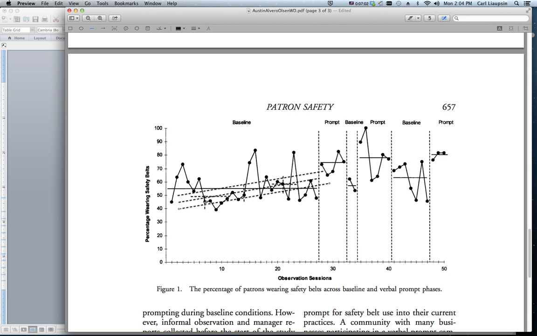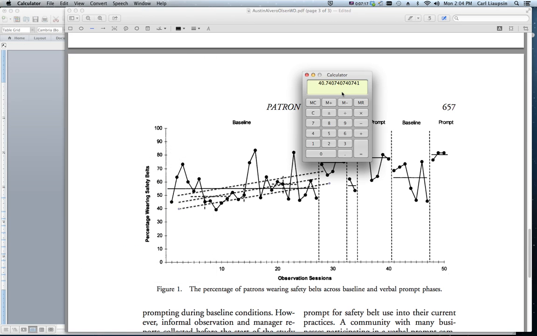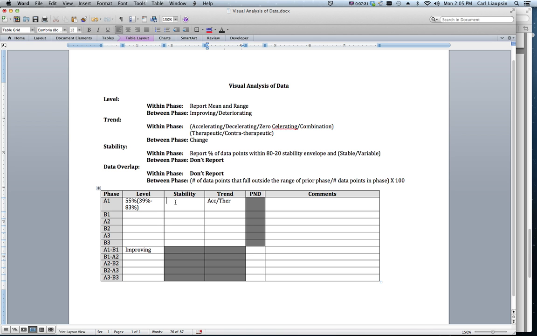We've got 1, 2, I'll count this one, 3, 4, 5, 6, 7, 8, 9, 10, 11. So we have about 11 data points divided by the total, times 100, about 41% or 40.7%. That's nowhere near the 80%. So we would say it is variable.